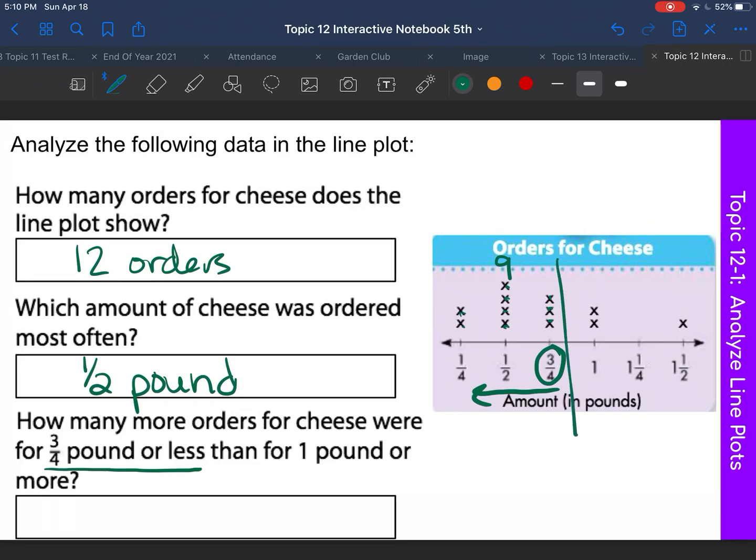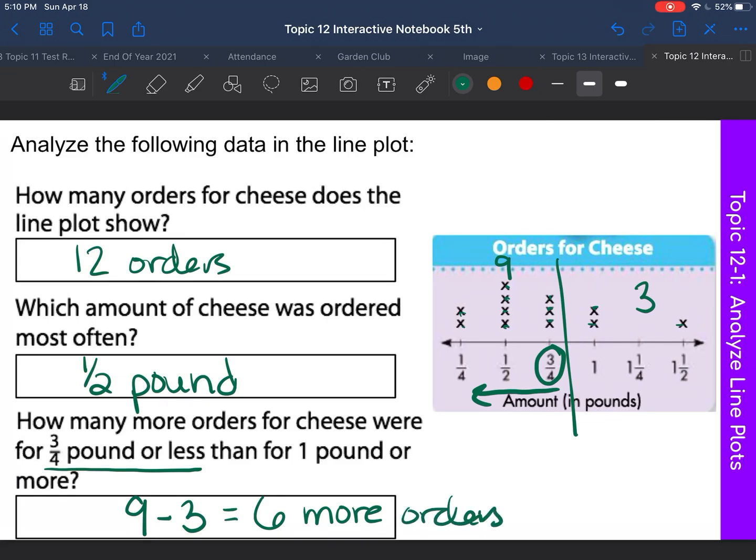And then for 1 pound or more, we have 1, 2, 3. Okay. So it says how many more, which tells us that we are going to subtract. So we have 9 minus 3, 6 more orders.